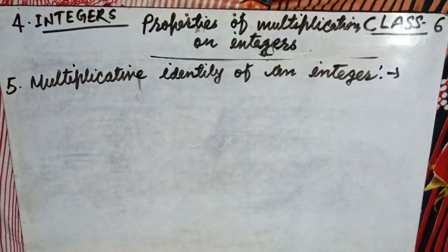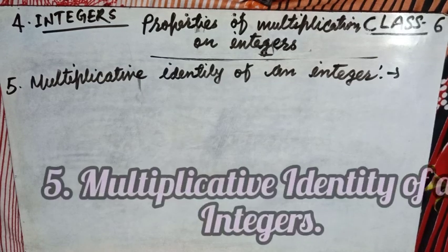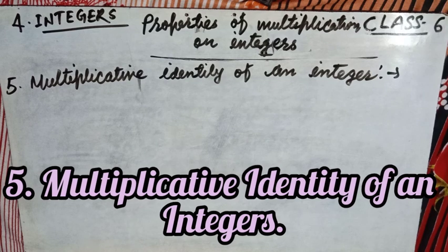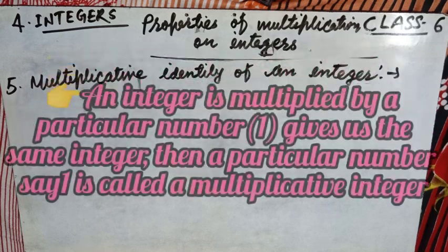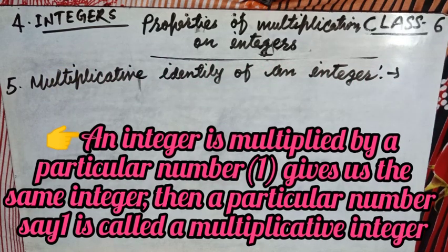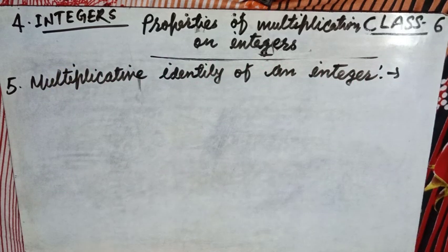Now students, see the fifth property, multiplicative identity of an integer. This is very simple. When an integer is multiplied by a particular number and gives the same integer, then that particular number is known as the multiplicative identity of an integer.